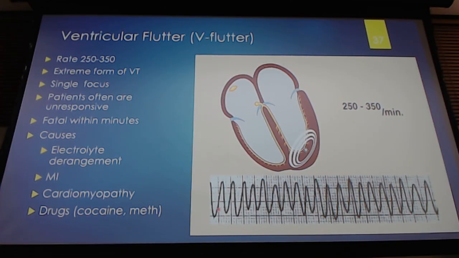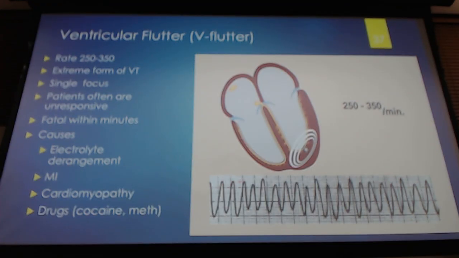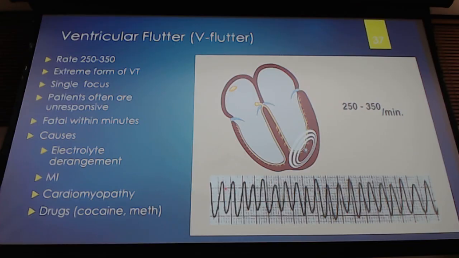Extreme form of VTAC. Instead of us looking here at VTAC, we're like, okay, if I look at the rate, I say this kind of falls on there, say 300, 150 or so. Here, this is every other. Okay, so super fast. Extreme form of VTAC. And oftentimes, this person is having an MI or had a recent MI, or some sort of electrolyte derangement is causing this. They could have cardiomyopathy, cocaine.